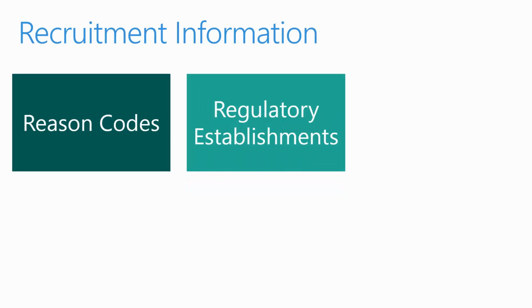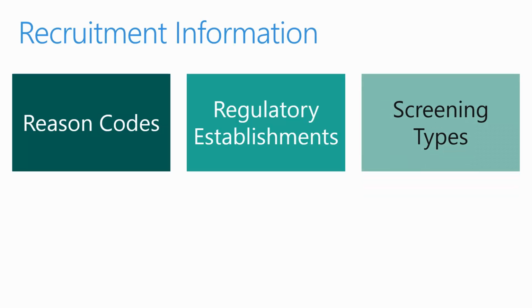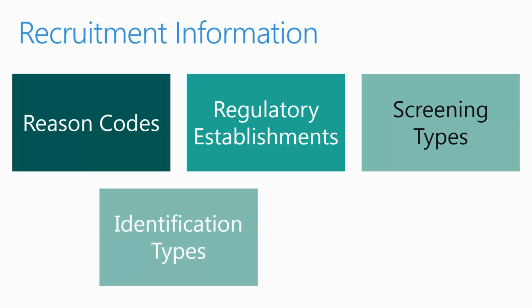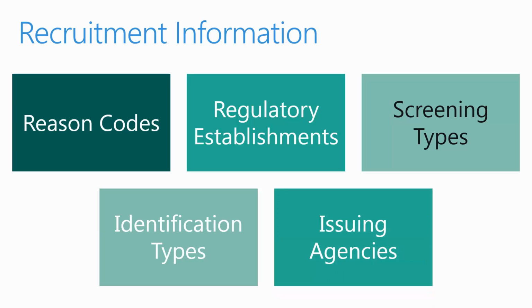You also have regulatory establishments. This page will list regulatory establishments such as geographical areas. Legal entities can be added to the regulatory establishments. We have screening types. We'll have different types of employee screening, such as a drug screening. We have identification types. Now, this lists different types of valid identification that are accepted, including driver's license and certificates of birth abroad. And then finally, we have issuing agencies. This page lists issuing agencies such as those at the federal and the state legislation levels.